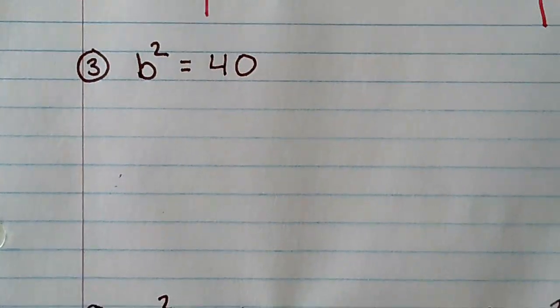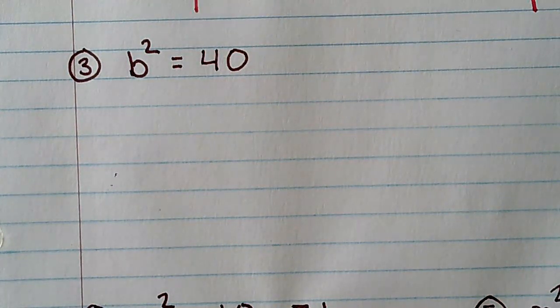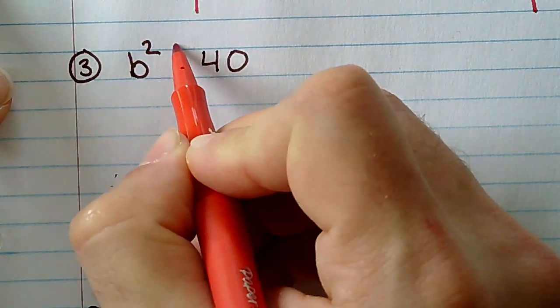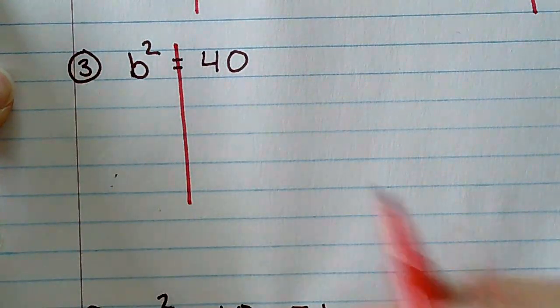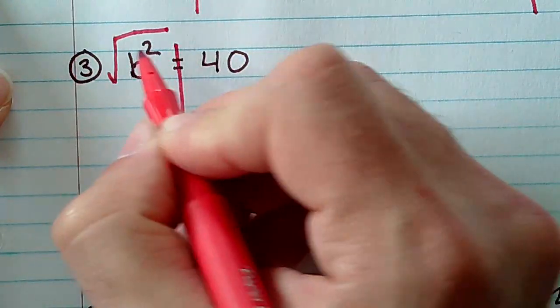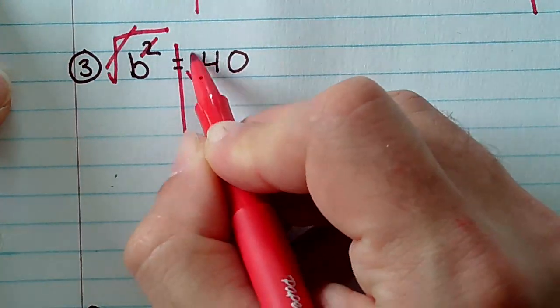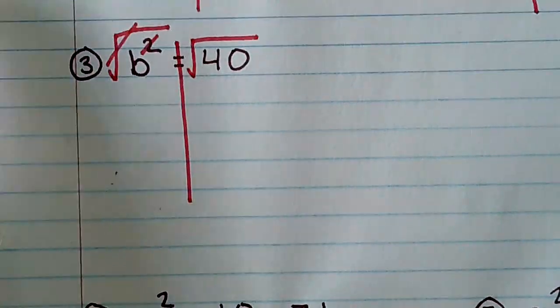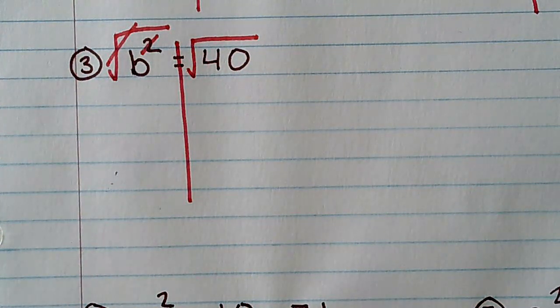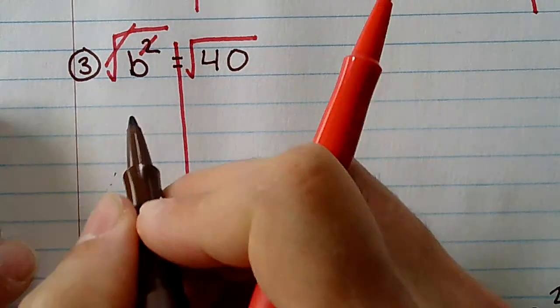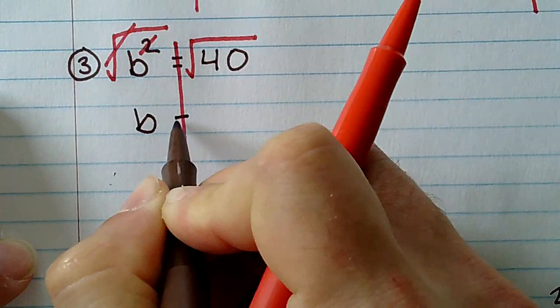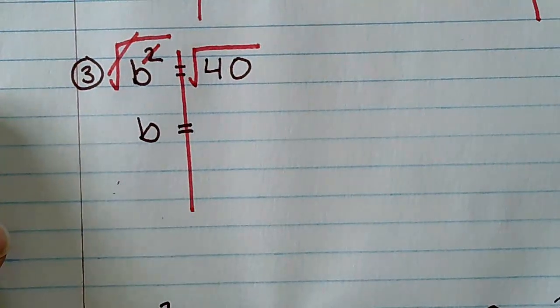Number 3, b squared equals 40. 40 is not a nice perfect square, but my pattern stays the same, or my process. Square root, cancel, cancel, square root. Now this is where I'm going to have to jump to my calculator because I don't know the square root of 40 offhand. I do know on the left I end up with b, and on the right, I'm going to show 2 ways real quick.